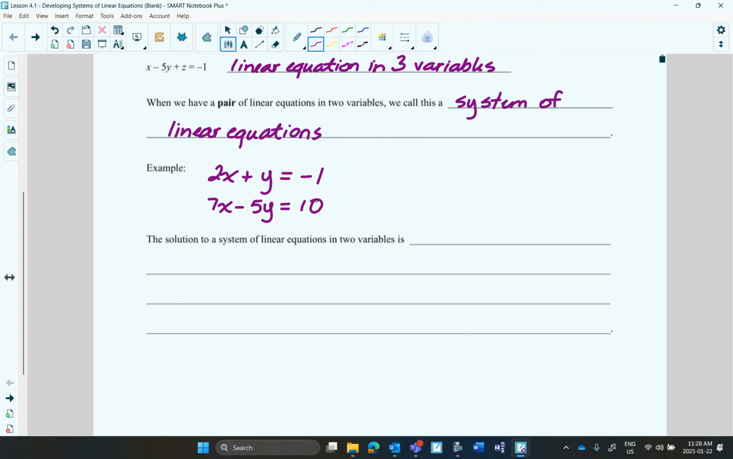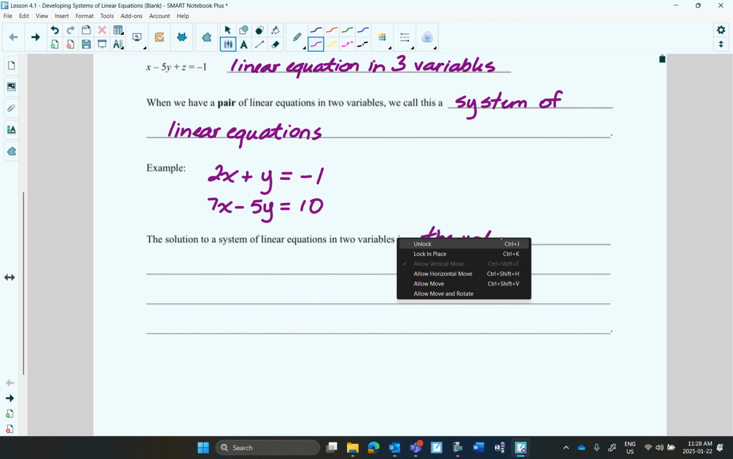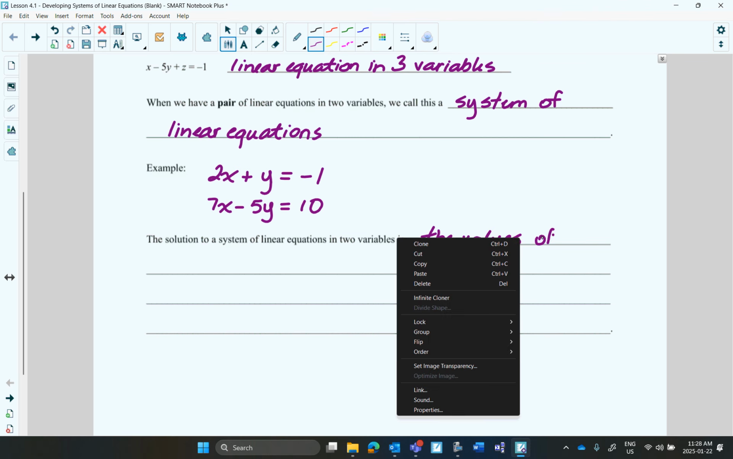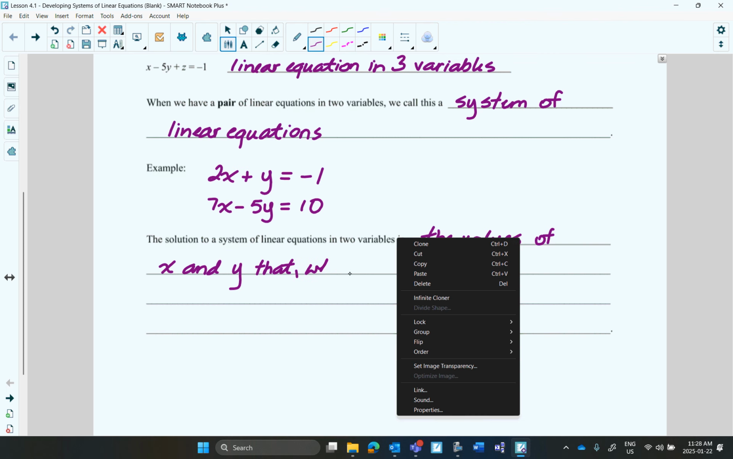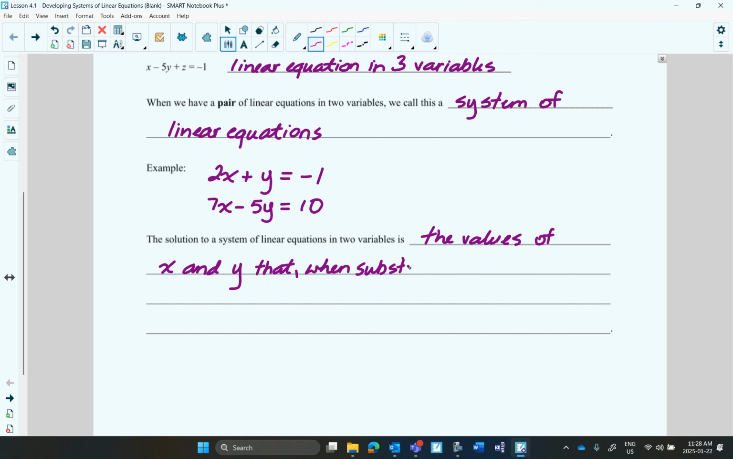What's the solution to a system of linear equations? Okay, it's the values of x and y that, when substituted into each equation, make the left side of the equation equal the right side. So the left side equals the right side.